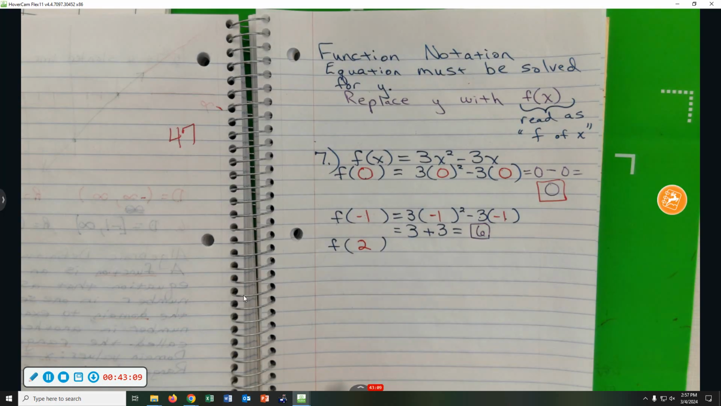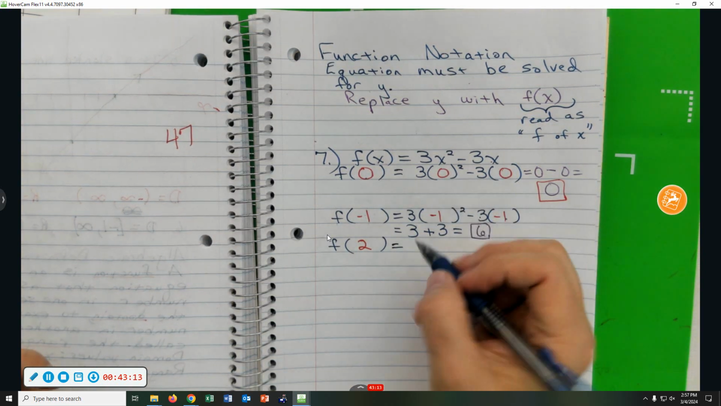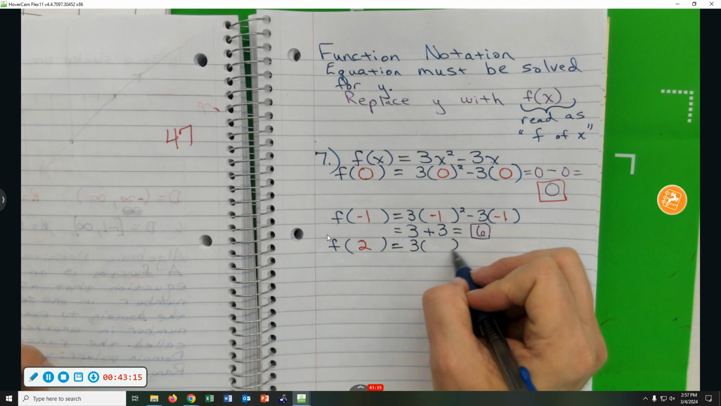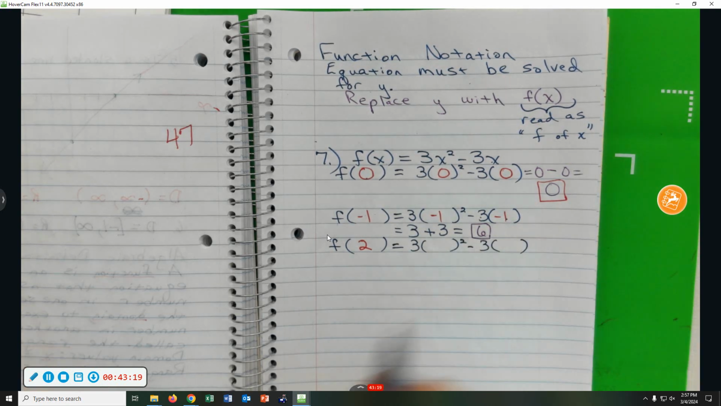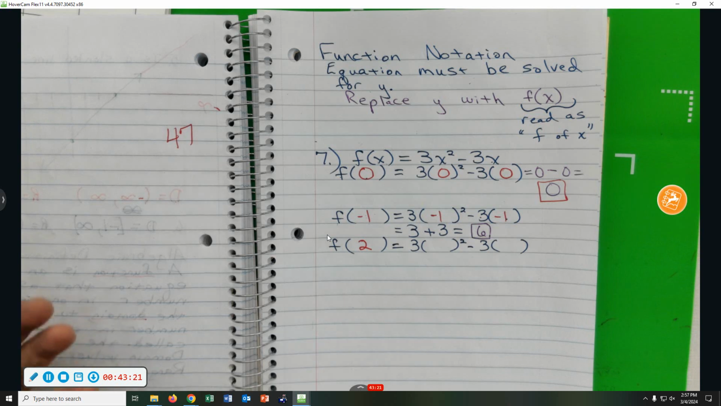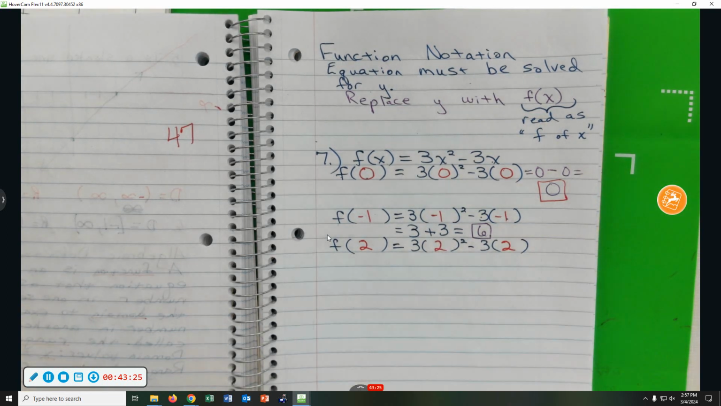That says go to the function f. Everywhere you see a variable, replace it with. What is f of 2 telling us to do? Okay, we're going to replace every x with 2.